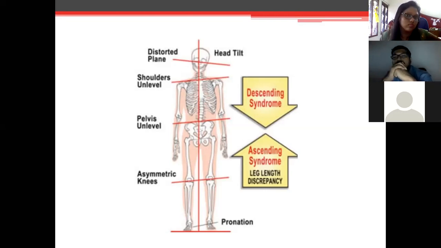So what do you mean by descending TMJ disorder and ascending TMJ disorder? Descending TMJ disorder, as I said earlier, what happened? The problem starts from the TMJ, the temporomandibular joint, or the occlusomuscular problem, due to an occlusomuscular problem or the temporomandibular joint disorder. Then your head moves front. Whenever the head moves front, what happens?